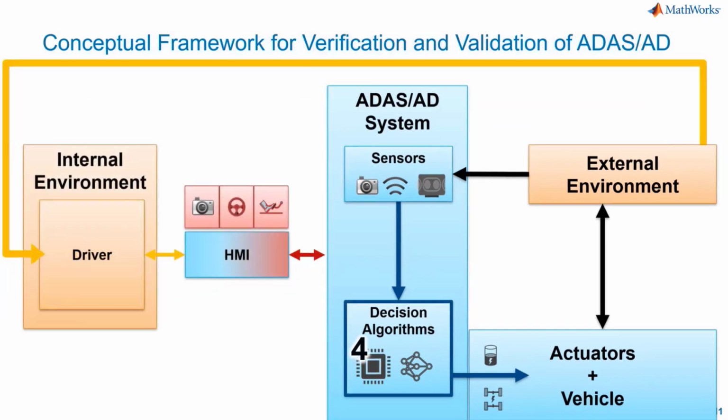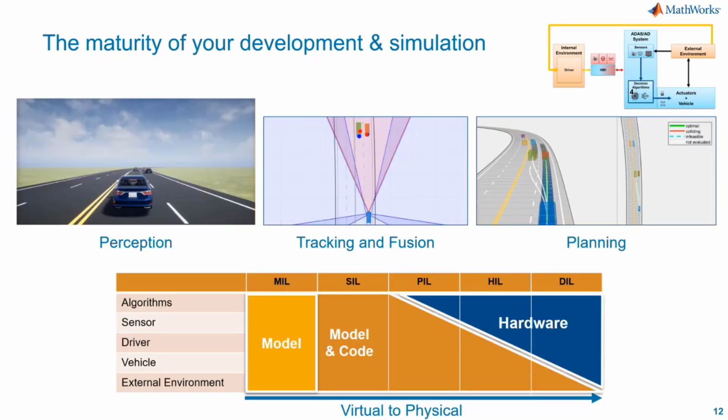And even more, since ADAS is not the fully automated system, which is level 5, the system usually includes the driver in the loop, right? And the HMI, the human machine interfaces. So if we also include this part, we should also consider how to verify and validate the driver behaviors, the effect of the human machine interfaces in the loop. So this is a closed loop system. And all this framework is for us to verify the whole ADAS and AD system.